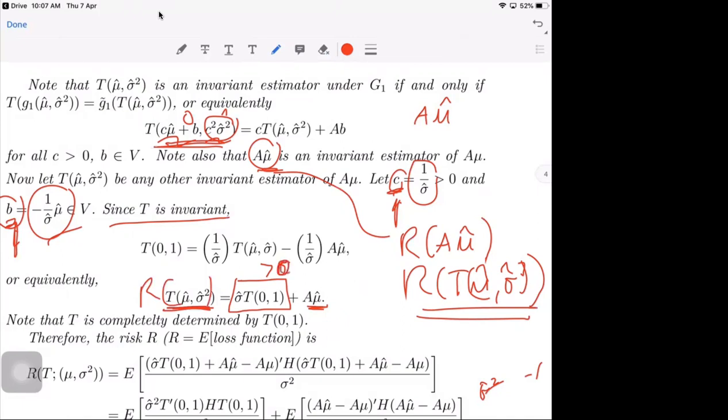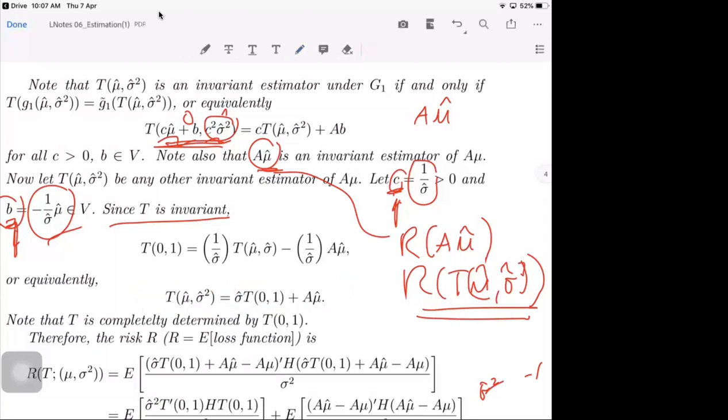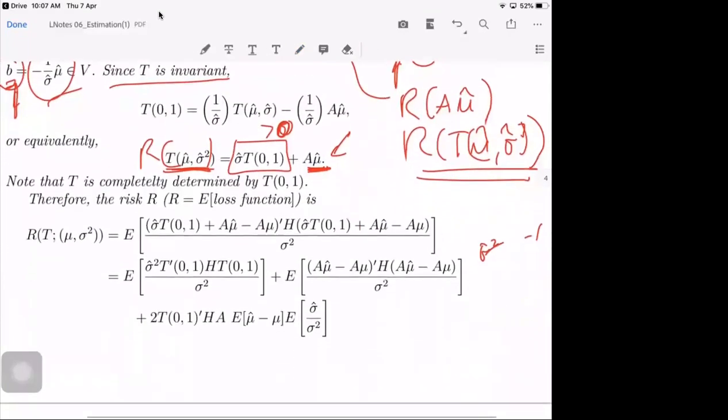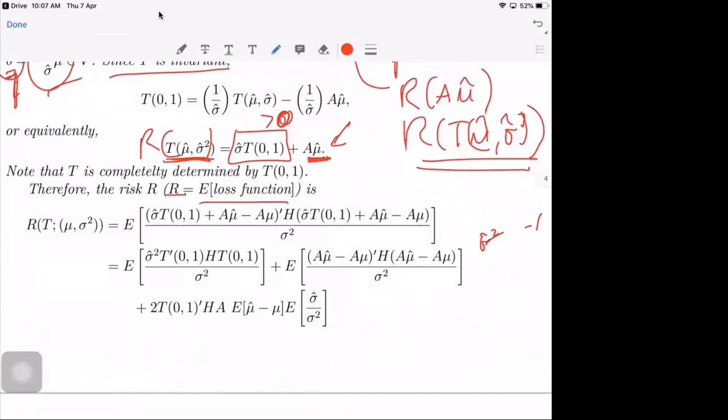2, which is a value greater than 0, and the risk associated with A mu. So, it means the risk associated with A mu is smaller. Okay? So, again, I told you that the risk is actually an expected loss. So, what you do is, you get the risk of T, and then you get the expected loss function, no?